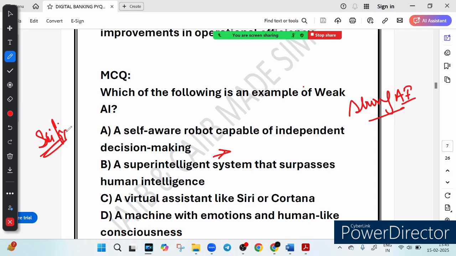Weak AI is limited to a specific task. It does not have self-awareness. Option B says a super intelligent system that surpasses human intelligence. This is also incorrect. This refers to super AI, not weak AI.